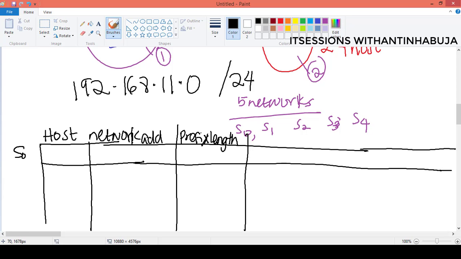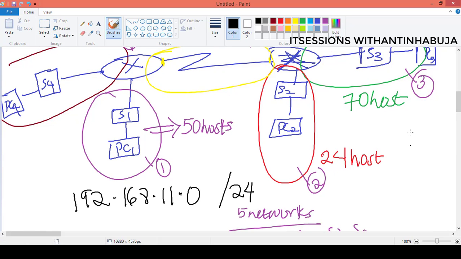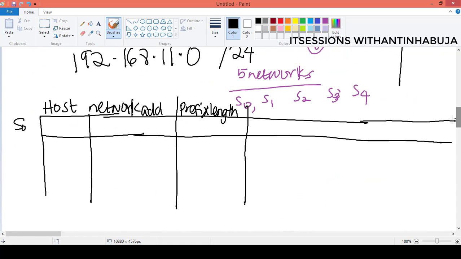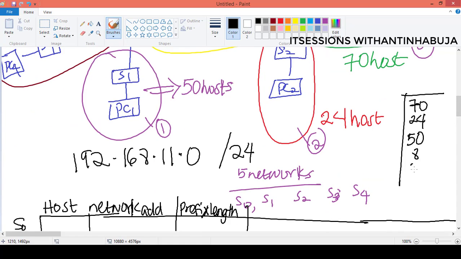Now, let's look at our topology again and list out the hosts that we have. We have 70 hosts, 24, 50, 8, and 2. So we are going to arrange the hosts in descending order.